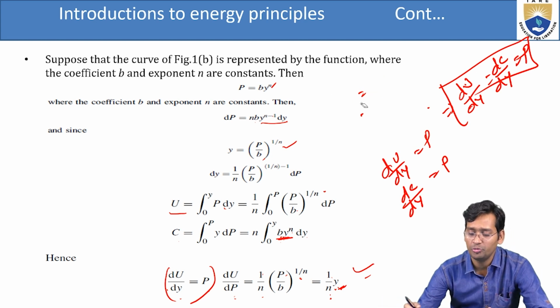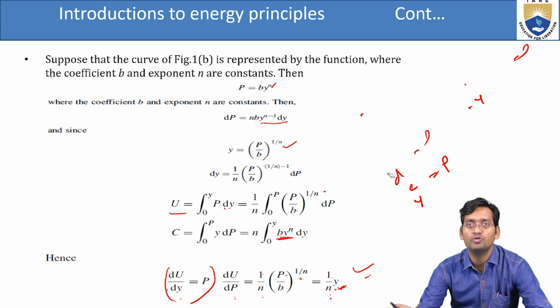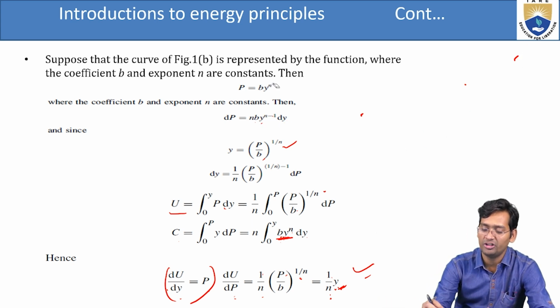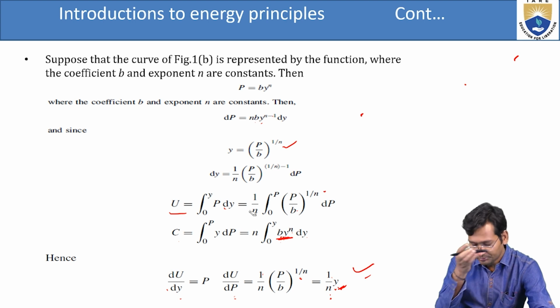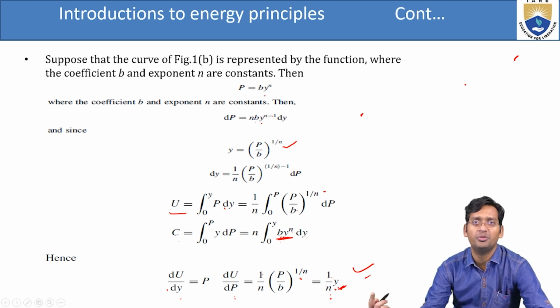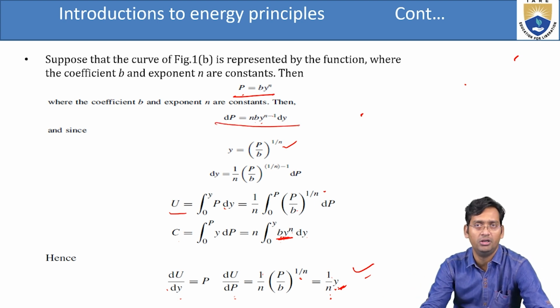Next, what we are assuming is that the curve is varying according to P equals B y to the power n, any arbitrary equation. Later we will see by putting in the value of n. So P equals B y to the power n. Differentiate P with respect to y. So after differentiating P, what we will get? dP equals n B y to the power n minus 1 dy.